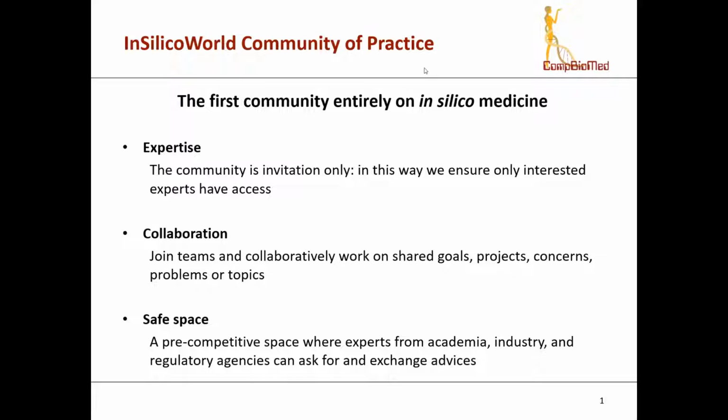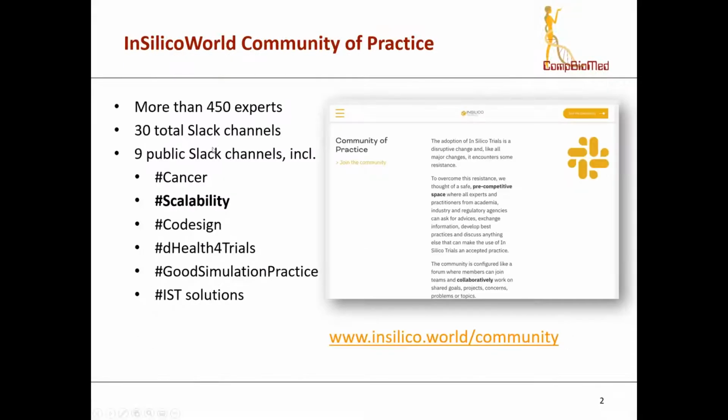So this community has three main pillars. The first is expertise, so that it's invitation only. This way we ensure interested experts have access. It's highly collaborative, so we join teams or groups and work together on shared goals, projects, concerns. And it's also a safe space, a pre-competitive space, if you like, where experts from academia and industry, regulatory agencies can all ask for and exchange advice. So there's currently about 450 experts, and it uses Slack to open up discussion between the groups. We have 30 channels in total, 9 of them public.